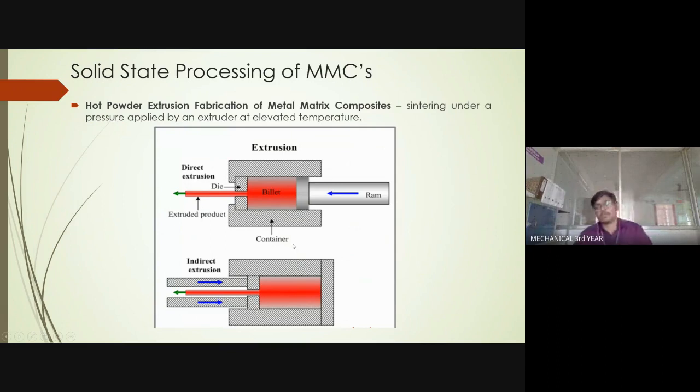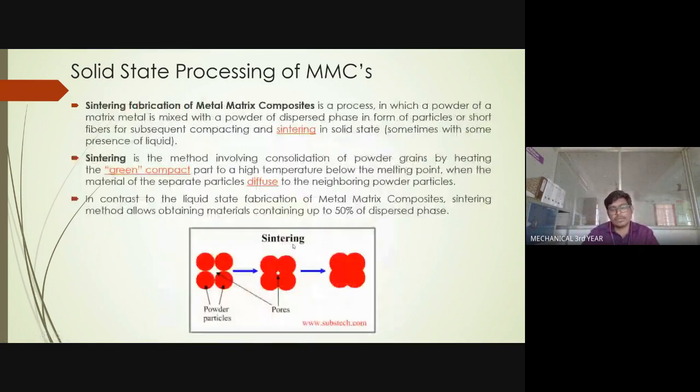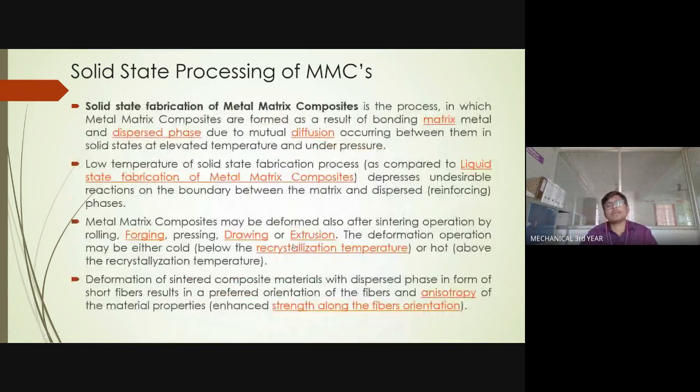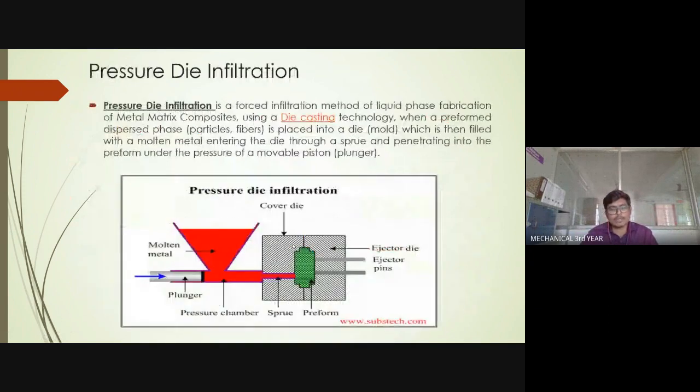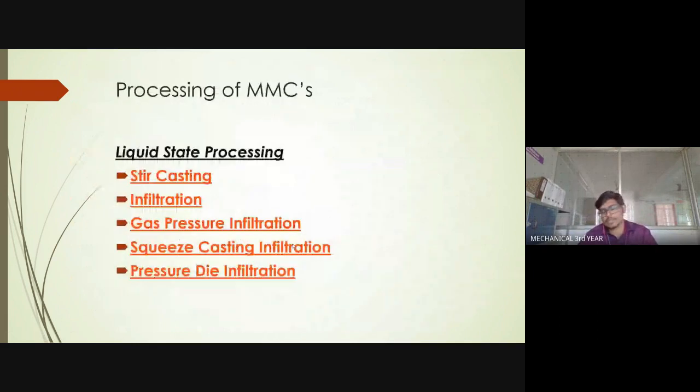Can you understand what we have discussed? Let us see. We have discussed the metal matrix composite manufacturing methods. We discussed what a metal matrix is, and some tips for processing metal matrix composites. We have liquid state processing and solid state processing. In liquid state, we discussed stir casting, infiltration, gas pressure infiltration, squeeze pressure, and die infiltration.